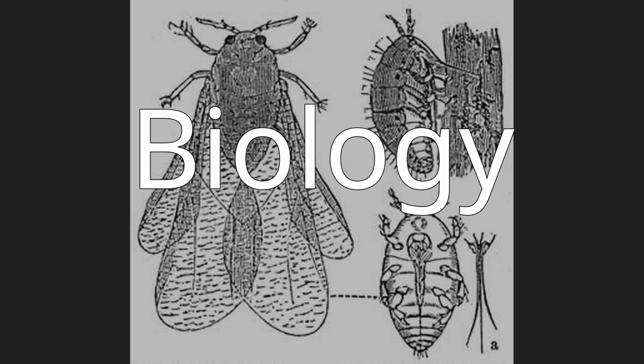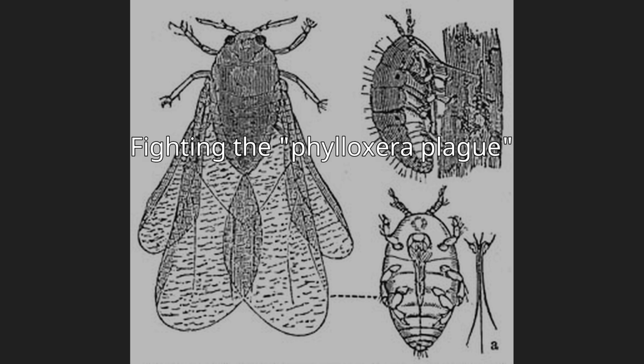Many attempts have been made to interrupt this life cycle to eradicate Phylloxera, but it has proven to be extremely adaptable, as no one stage of the life cycle is solely dependent upon another for the propagation of the species. Fighting the Phylloxera plague. In the late 19th century, the Phylloxera epidemic destroyed most of the vineyards for wine grapes in Europe, most notably in France.